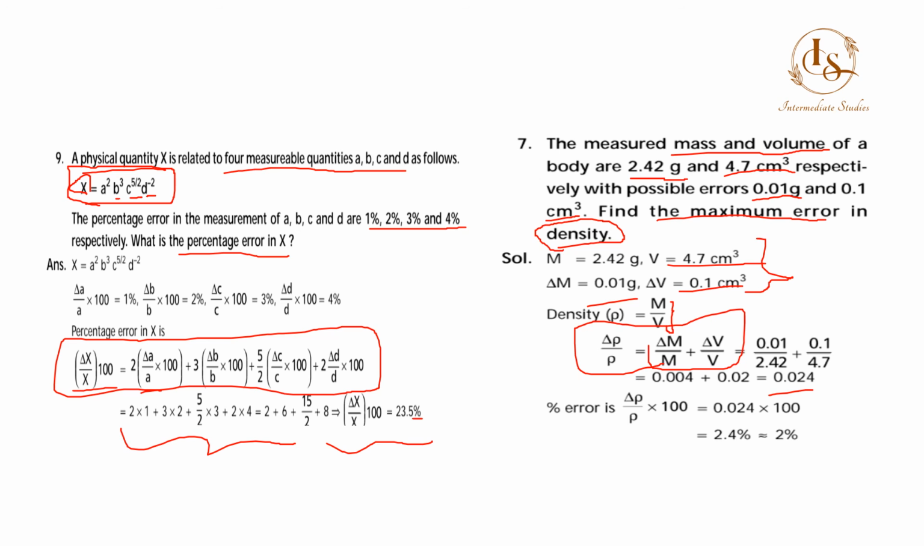But they are asking to calculate the error percentage in density. So for percentage error in density we need to multiply the answer with 100. So delta rho by rho into 100 is equal to 0.24 into 100, which is finally 2%. Here we are just taking 0.02 itself to simplify the calculations. So finally the error percentage in density is 2%.